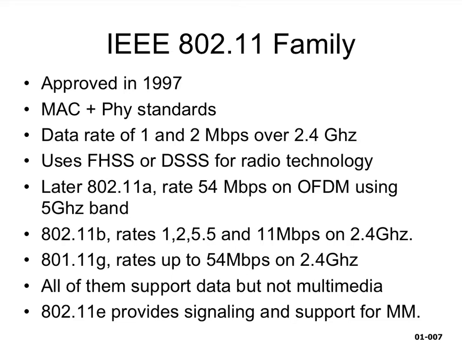So all these standards cover data very well, but they don't cover multimedia as efficiently. Why? Because for multimedia, we know we need what? We need quality of service. We need service differentiation, right? These standards don't provide that service differentiation. So all of them, except for 802.11e, which provides signaling for providing this quality of service through service differentiation. Okay, so this is the standard that we will spend more time on as part of this course. Okay, any questions?